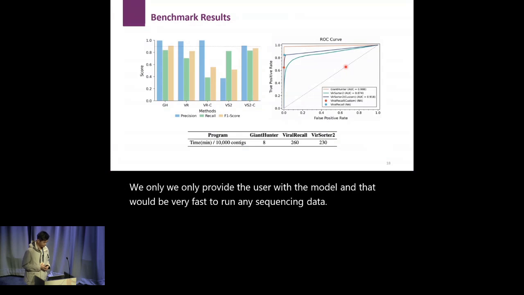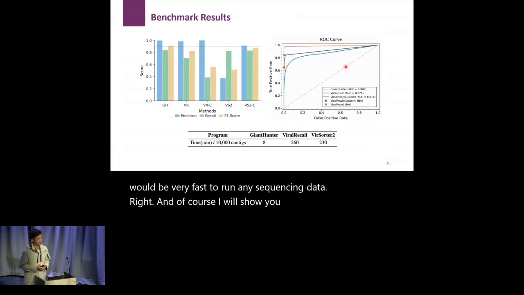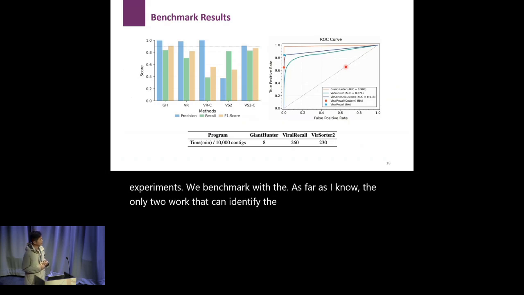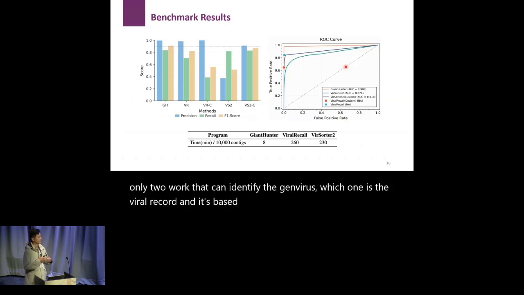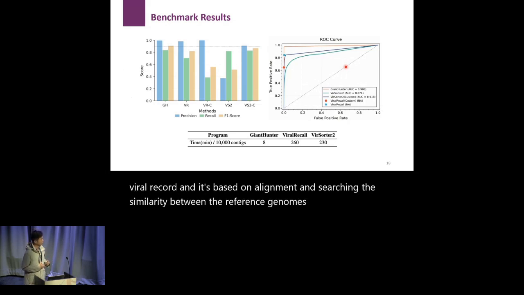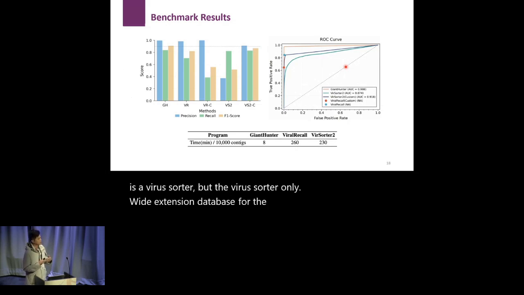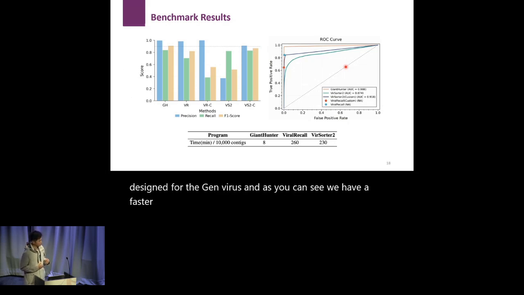Right, and of course, I will show you some benchmark experiments. We benchmark with, as far as I know, the only two works that can identify the GiantVirus. One is ViralRecall, and it's based on alignment and searching the similarity between the reference genomes. And the second one is VirSorter, but VirSorter only provides an extension database for the GiantVirus, so it's not designed for the GiantVirus. And as you can see, we have a faster speed and we have a higher precision.